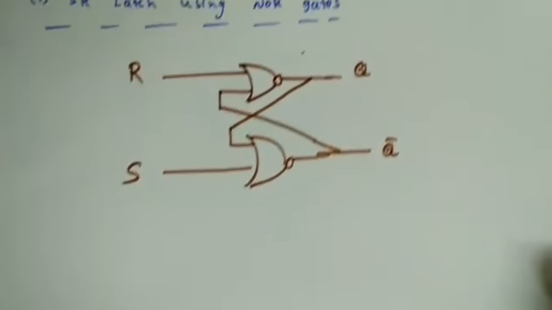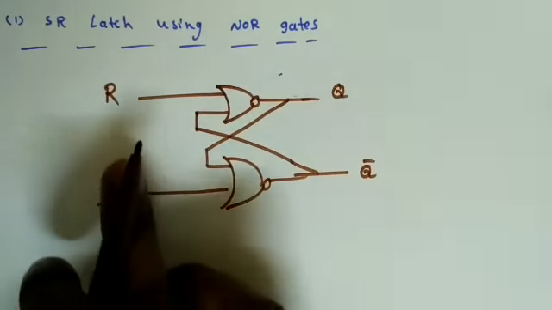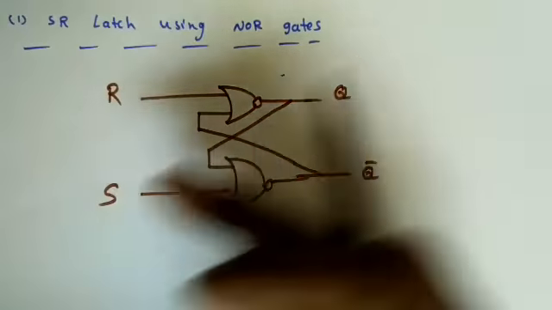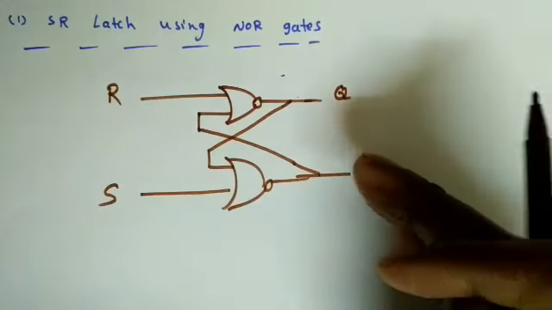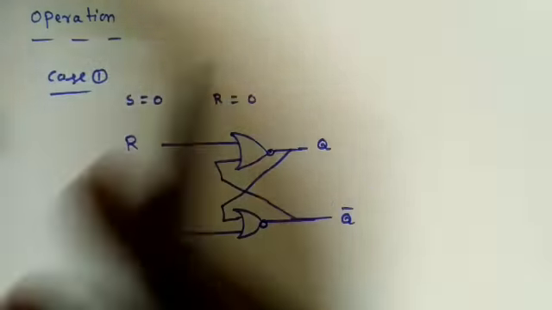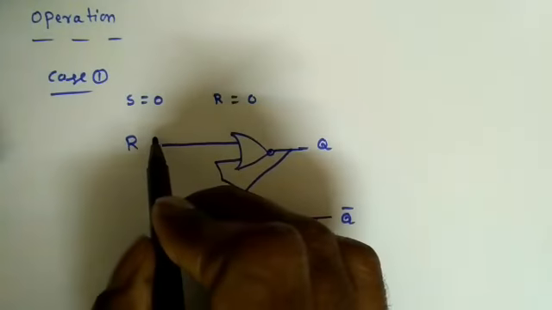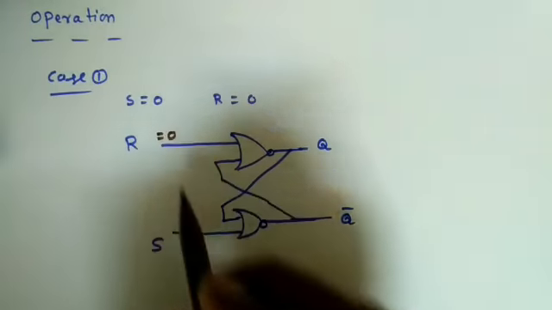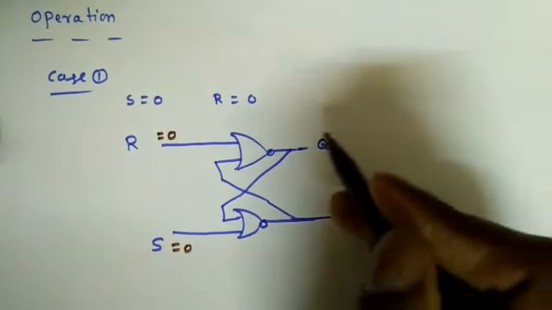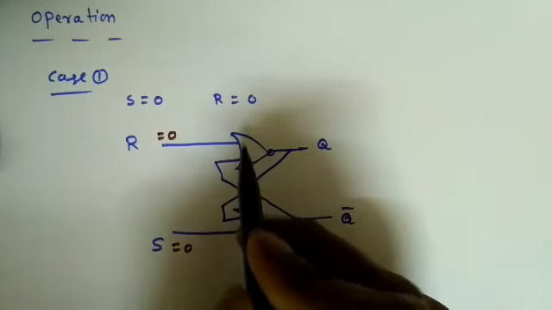To make the functional table, I have two inputs, so how many combinations can I make? Four combinations, and for those four combinations I'll get four different outputs. We will see that one by one, operation-wise. Case 1: S equals 0 and R equals 0. When I apply R equals 0 and S equals 0, I cannot comment on the Q value because I don't know the other input of the NOR gate.